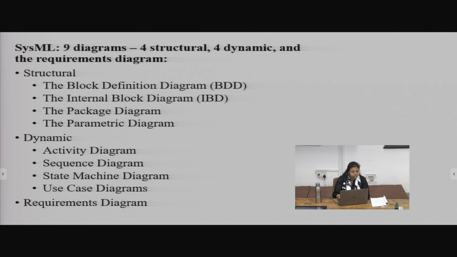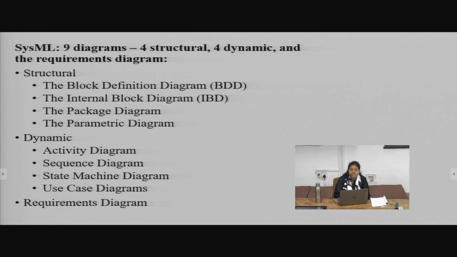So now, the foundation of the SysML models: basically they express nine kinds of diagrams, in which four kinds of diagrams express the structural features of the components or systems. Then four diagrams express the dynamic behavior of the system or components. And then there is one separate diagram that is called the requirements diagram, right?